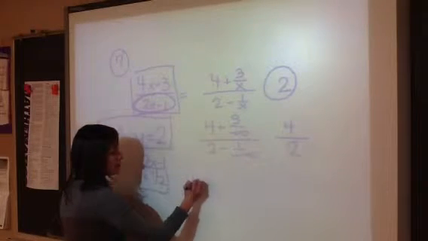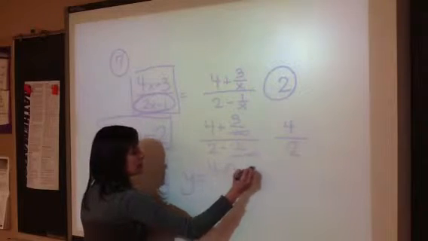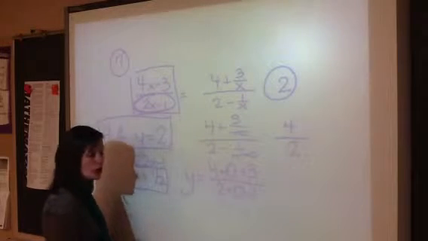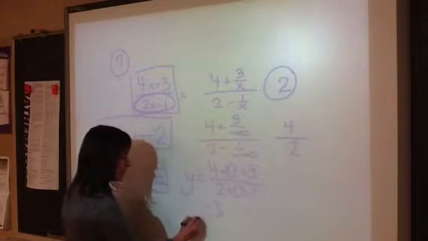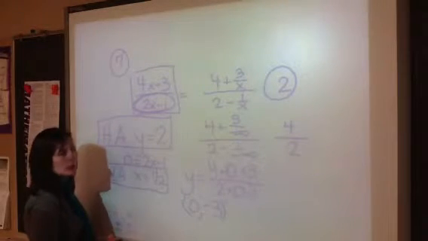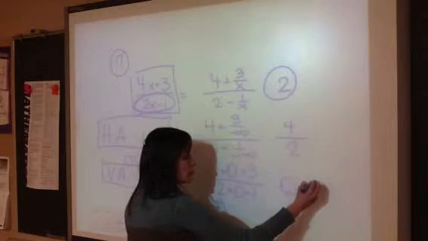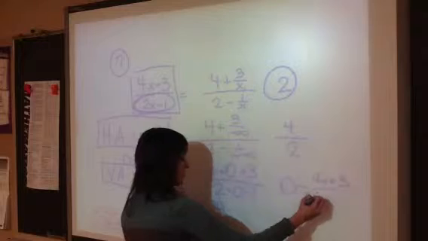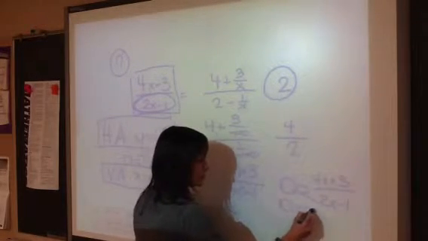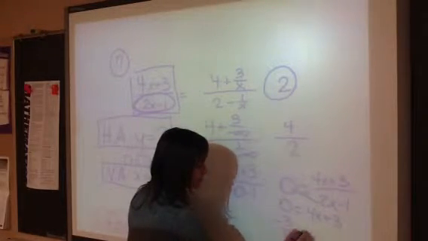The y-intercept, we might need a little refresher here. For the y-intercept, we put in 0 for x. So I'm going to go 4 times 0 plus 3 divided by 2 times 0 minus 1. If you solve, you get negative 3 for a y-intercept. For an x-intercept, you do it a little bit different. You put in 0 for y. So we got 0 equals 4x plus 3 over 2x minus 1. If I multiply, I get 0 equals 4x plus 3. If I solve for x, I get negative 3/4.